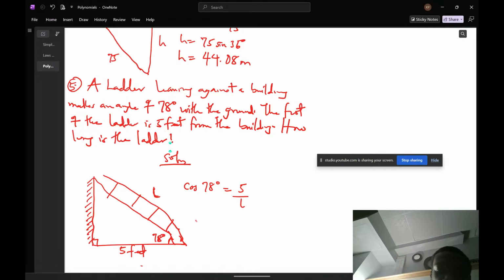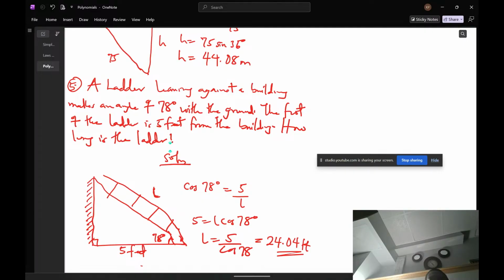So 5 is equal to L cos 78 degrees. For us to get L, that will be 5 divided by cos 78. So now let's do 5 divided by cos 78. That will give us 24.04. So this is how long the ladder is. The ladder is 24.04 feet long.